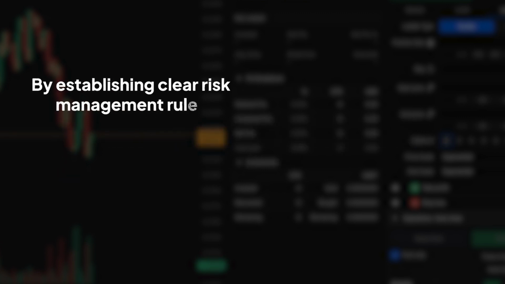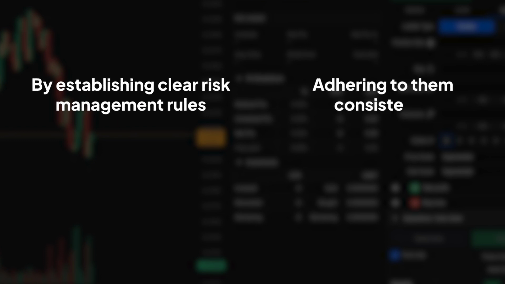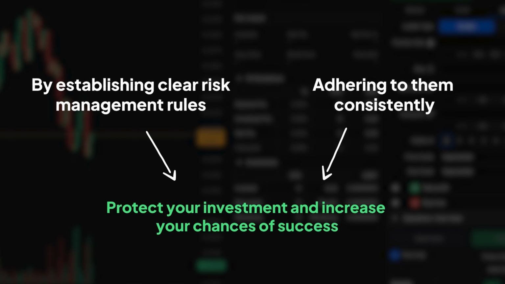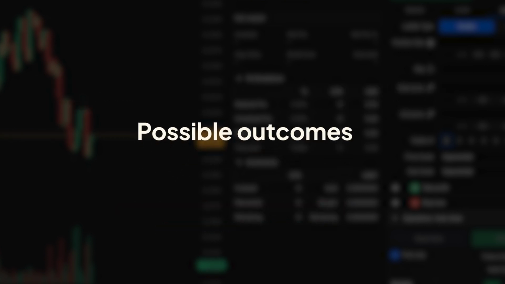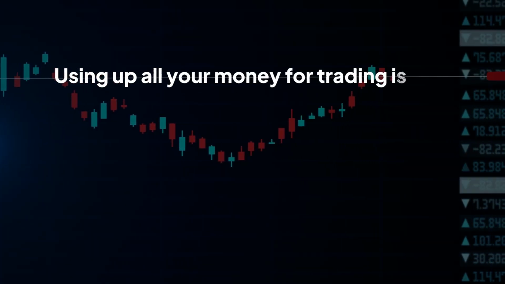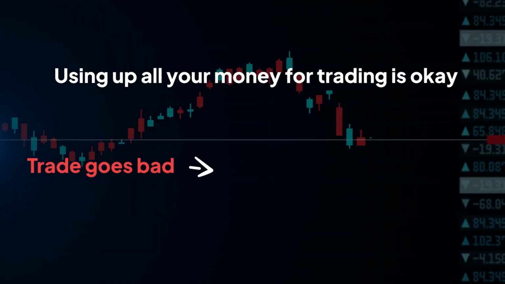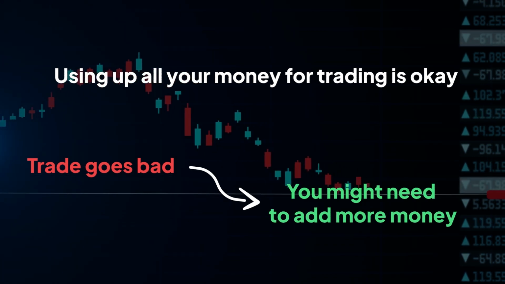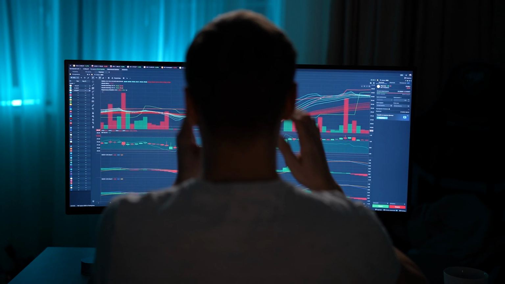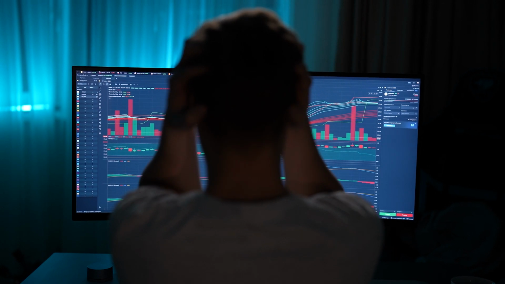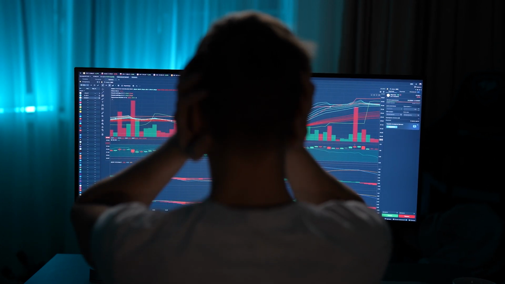By establishing clear risk management rules and adhering to them consistently, you can protect your investment and increase your chances of long-term success in the markets. Possible outcomes. Using up all your money for trading is okay, but sometimes you might need to add more money if a trade goes bad. If you can't do that and the trade starts losing money, you might have to accept the loss.